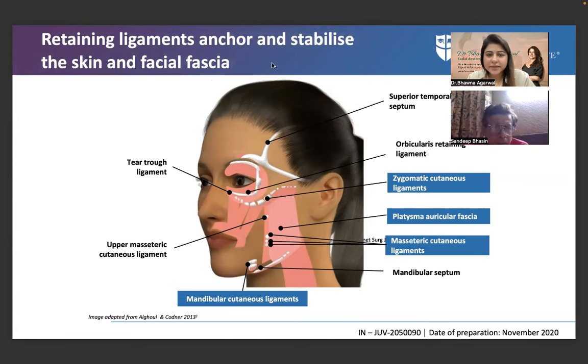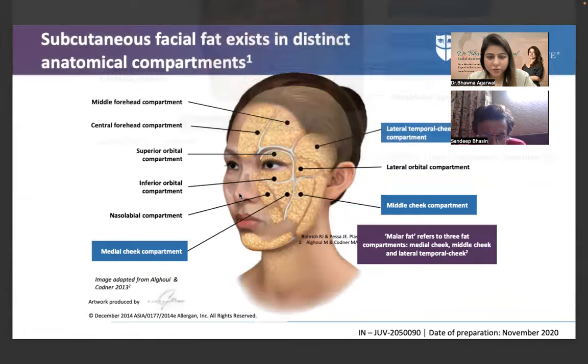So the retaining ligaments anchor and stabilize the skin and the facial fascia. All these are the retaining ligaments which we have to be thorough about: the tear trough ligament, the upper masseteric cutaneous ligament, the superior temporal orbicularis retaining ligament, the zygomatic cutaneous ligament. When we are considering the mid phase, the most important are the zygomatic cutaneous ligament, the orbicularis retaining ligament and the tear trough ligament, which extends medially. The others are relevant for the lower phase. So we are doing mid phase.